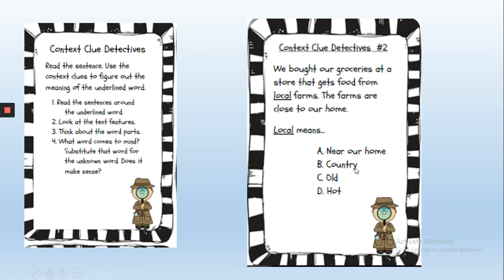But I'm going to read all the options. That gets food from country farms. It didn't say they were from country farms. Old farms. It doesn't talk about old or hot farms. When I read the sentence below, it says that the farms are close to our home, so I would guess that A makes the most sense, and A is the correct answer because local means near our home.